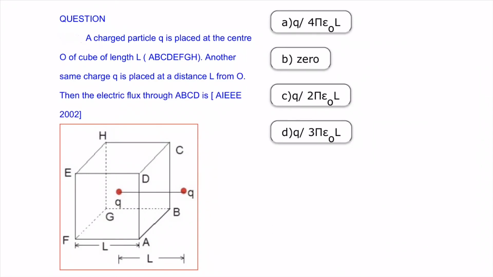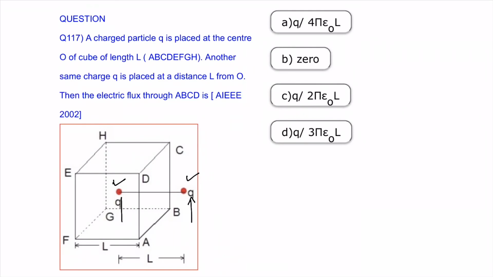A charged particle Q is placed at the center O of the cube of length L. Another same charge Q is placed at a distance L from O. Then the electric flux through ABCD is, and these are the options. As per the question, we have two charges. One inside the cube and the other outside the cube, right? Both are at the same height, you can see, the same distance from the face ABCD.